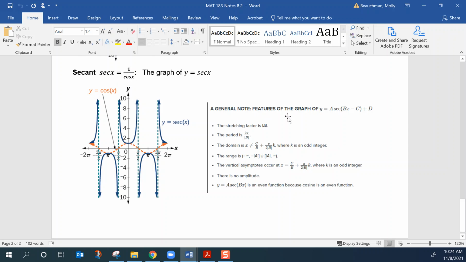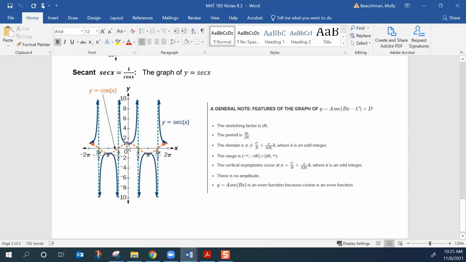So the general note, features of the graph of the secant: y is equal to a times the secant of bx minus c. a is the vertical stretch, b determines the period, c would be a horizontal shift right or left, and d would be vertical shift up or down. So the graph that we're looking at is only using the stretching factor and the period. So let's take a look at what we've got and try to figure out each one of those.